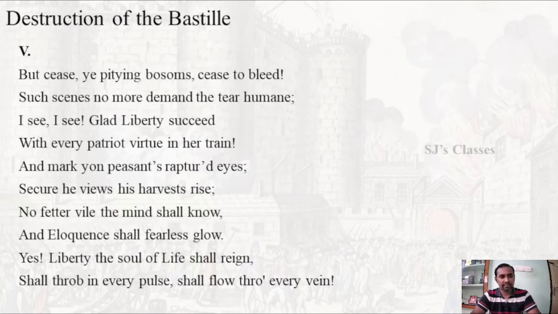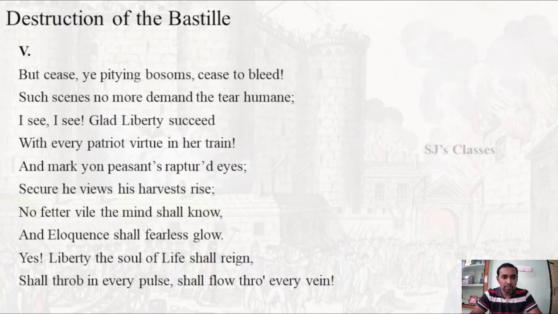"I see, I see, glad liberty succeed, with every patriot virtue in her train." So Coleridge makes a symbolic statement here. He states that he sees liberty, again personified, who succeeded in this agitation or revolution with the virtuous nature or qualities of all those who are in the revolution, and he is glad to see that. So how did liberty succeed? Through the virtue which was there in all the patriots.